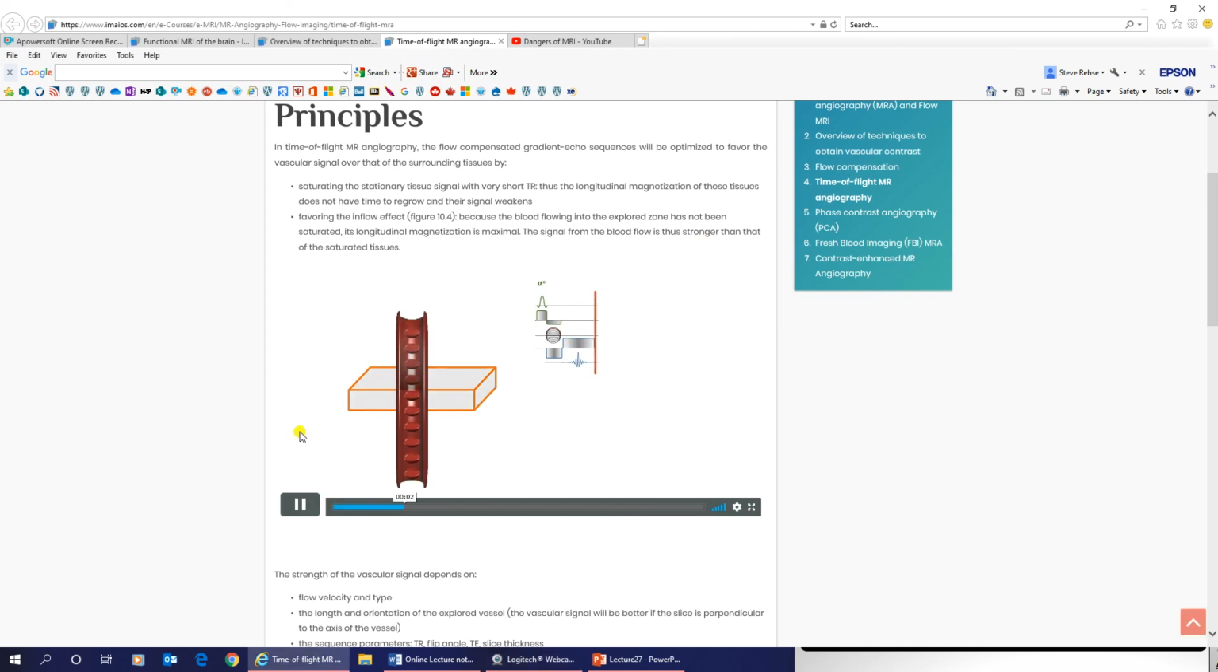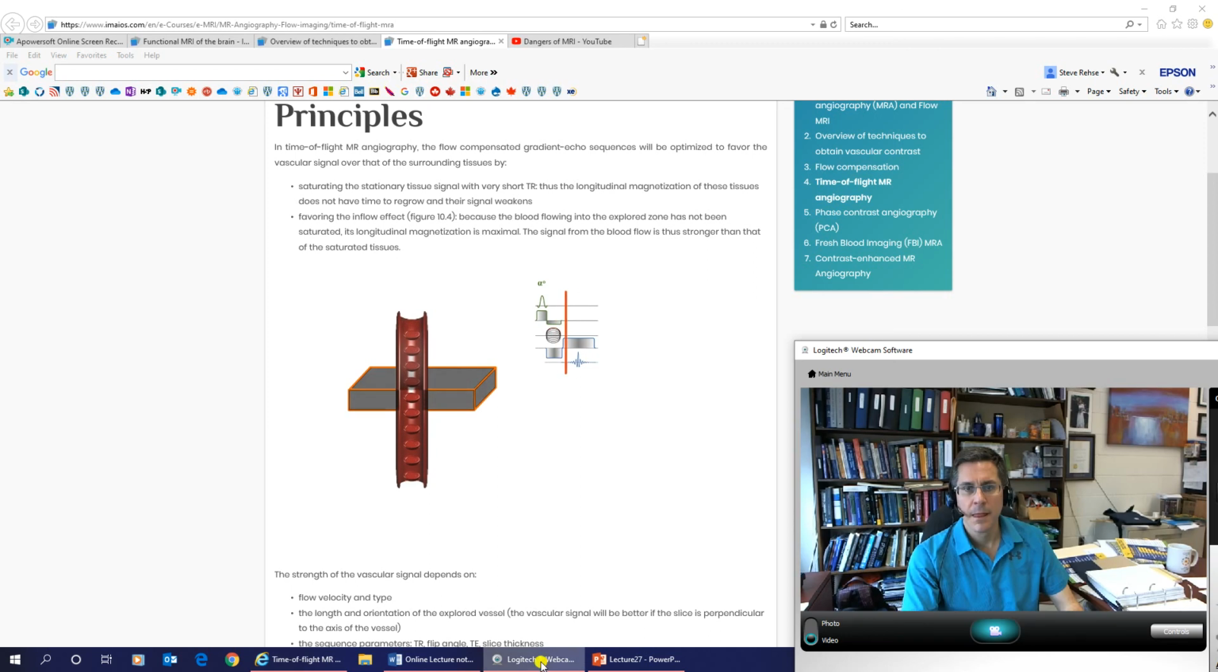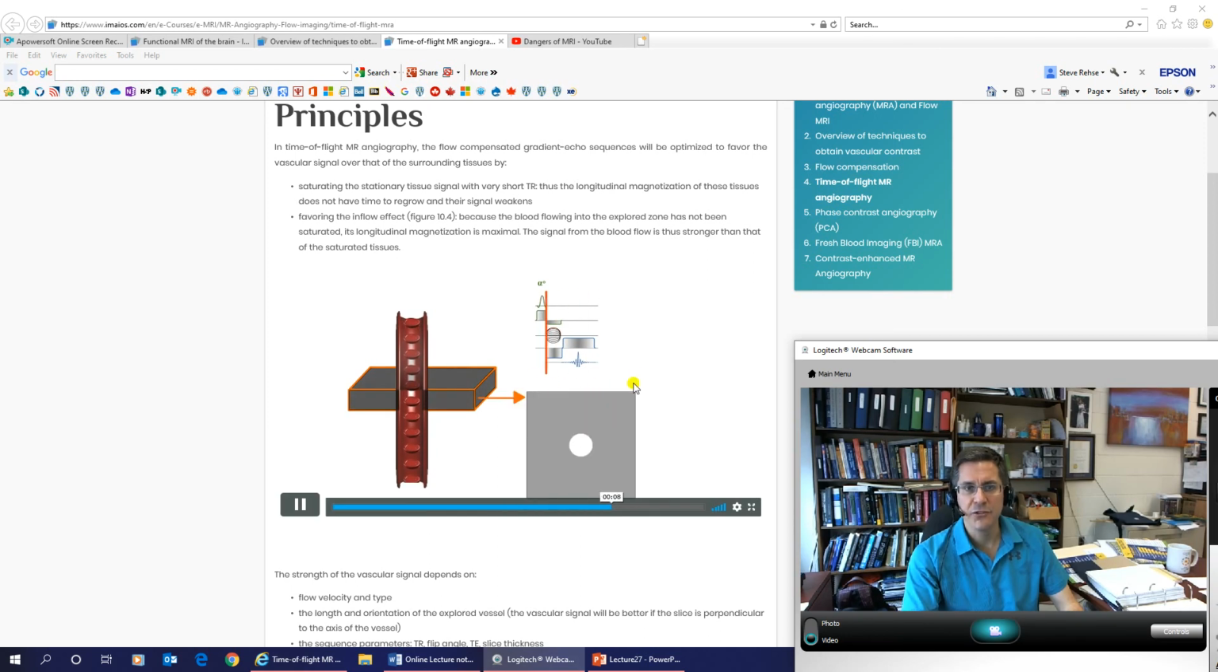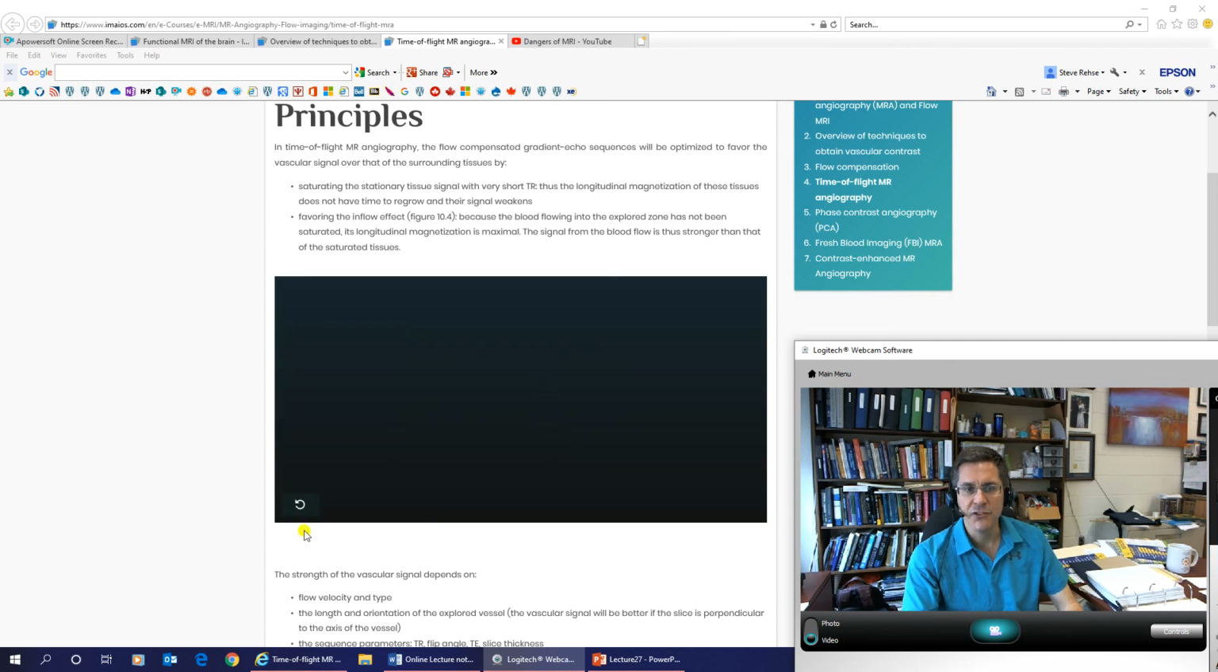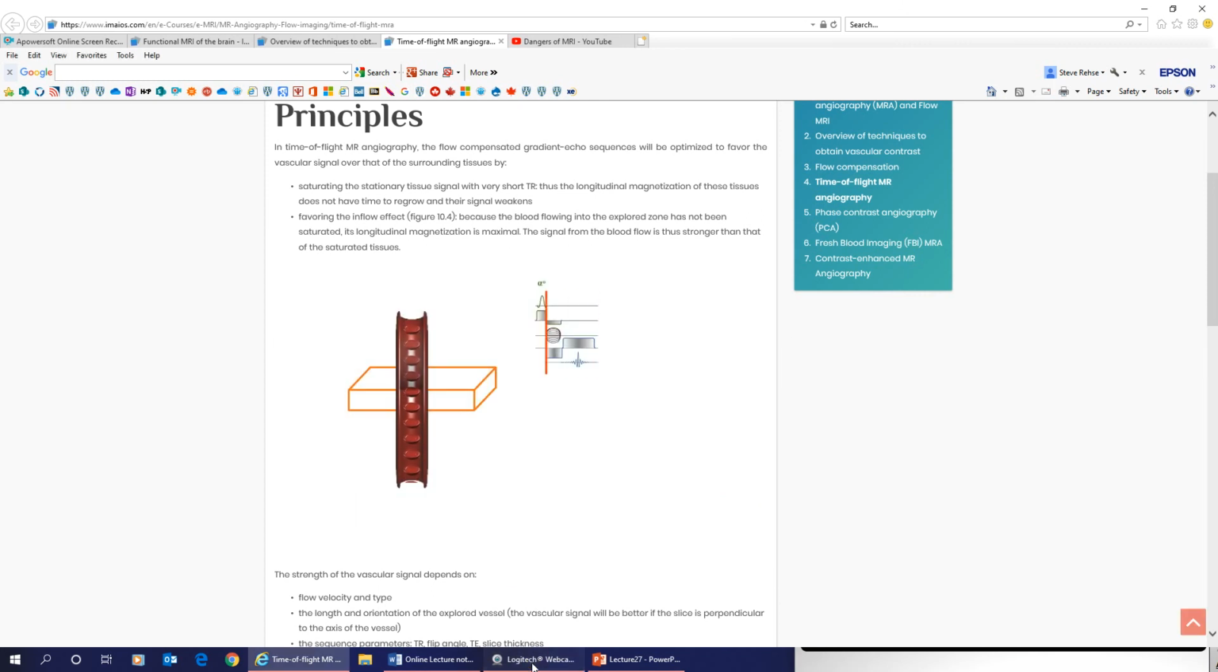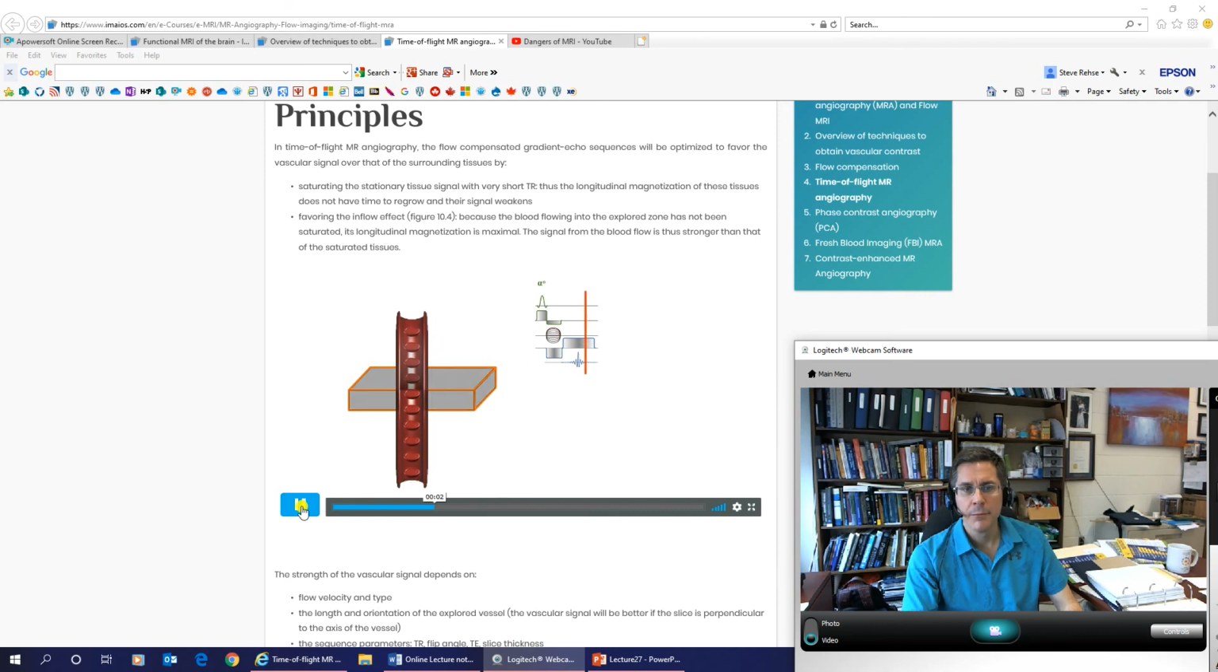Here's the animation. So look, this signal here is bang, bang, bang. You're doing it fast, doing it fast. Everything else is just dark and gray. Let's look at that again. It just can't respond because you're saturating it.